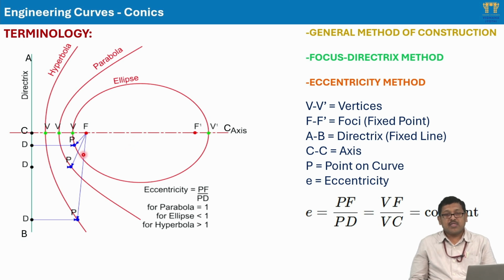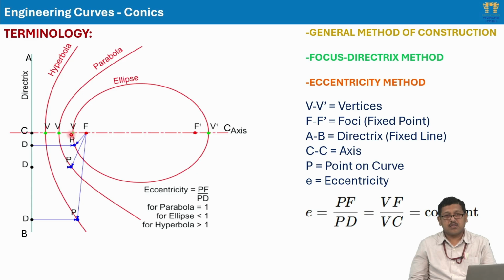Now, in order to further simplify this, the way we have assumed that P is a point on the curve, I can also say that vertex V is also a point on the curve. We know that vertex is the point at which the curve cuts the axis, but it also lies on the actual curve. So the way we say that point P is a point on the curve, similarly I can say vertex V is also a point on the curve. Now I can apply the same principle here. I can measure the distance of this vertex V from focus F.